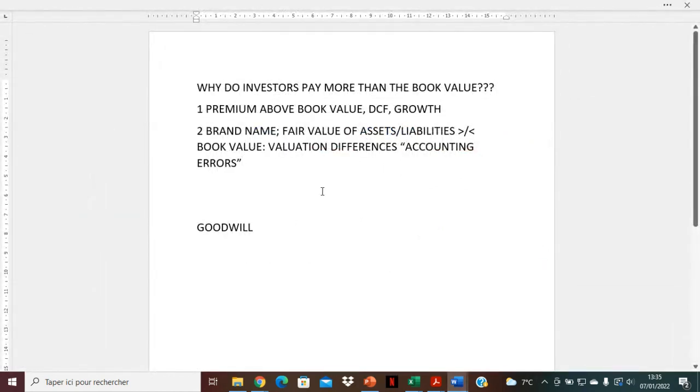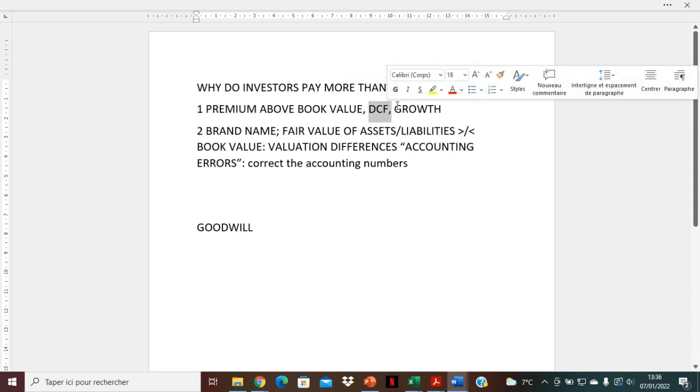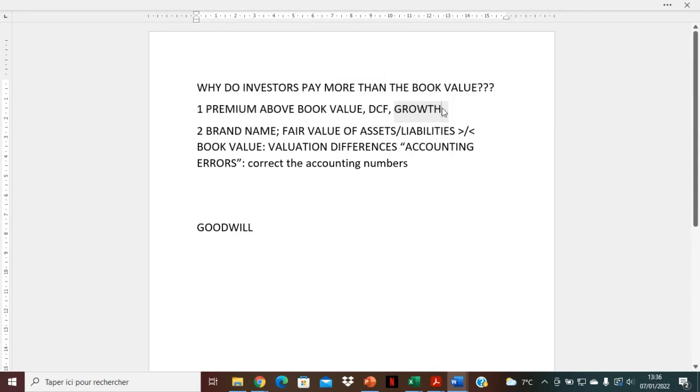Well, since here we have accounting errors, we can solve that problem. And how do we do this? We do this by correcting the accounting numbers. If I know the accounting numbers are incorrect, well, change them and make them correct. So we can do this, okay? And then reason number 2 has disappeared. For reason number 1, the premium, the fact that we use a different valuation method, the future growth.